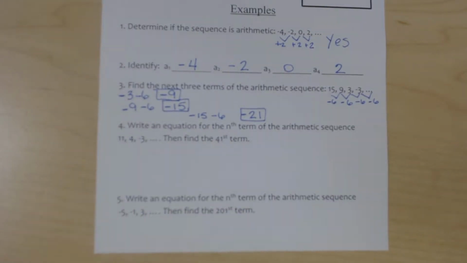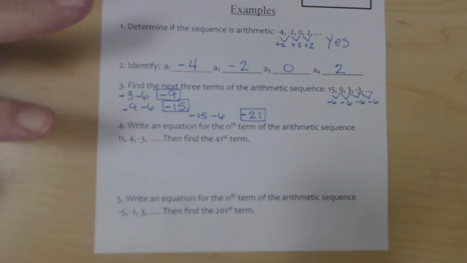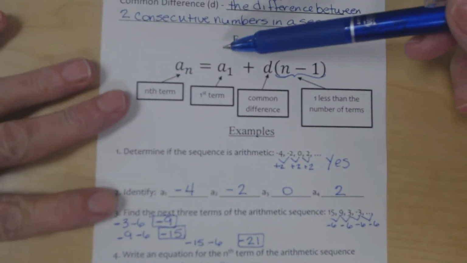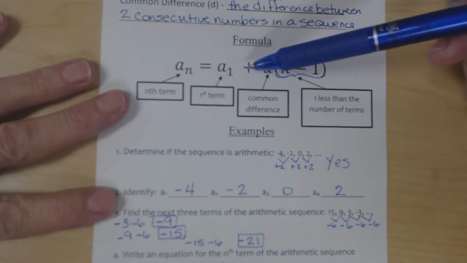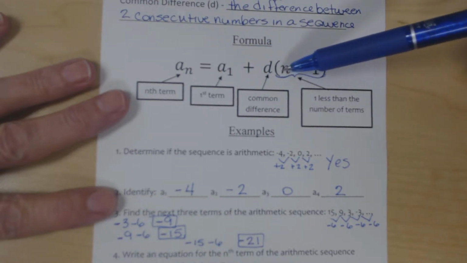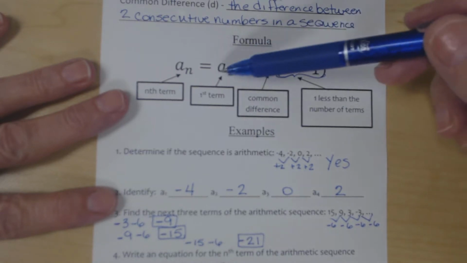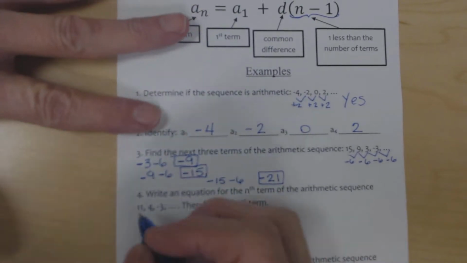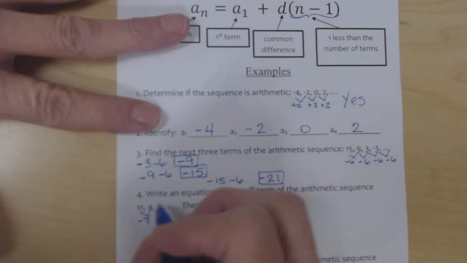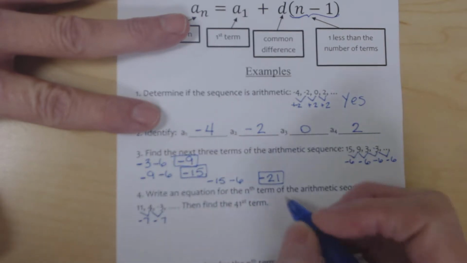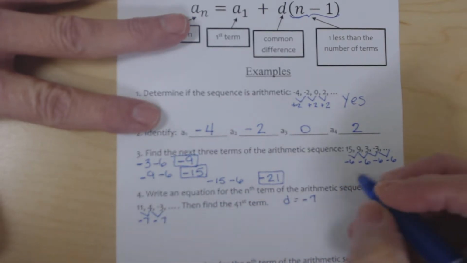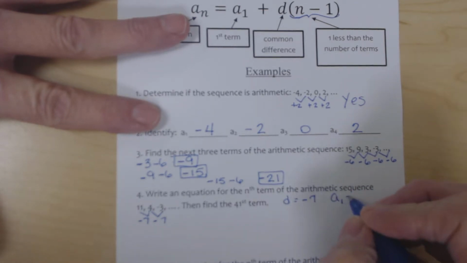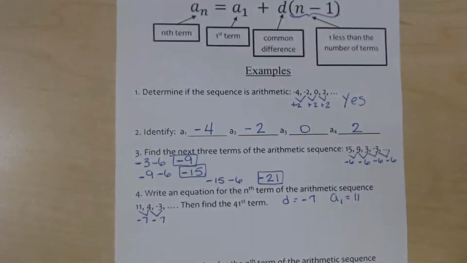For number 4, we are going to write an equation for the nth term of the arithmetic sequence 11, 4, -3, and so on. It says then find the 41st term. So the first thing we're going to do is use the formula back up here, where if we're looking for the nth term, we take the first term and we add to that the common difference times all of the other terms other than the first term. That's why we're subtracting 1, because of the first term. So we find our common difference here of -7, and then here again -7. So d is going to be -7. A sub 1 is equal to 11 because it is the first term.